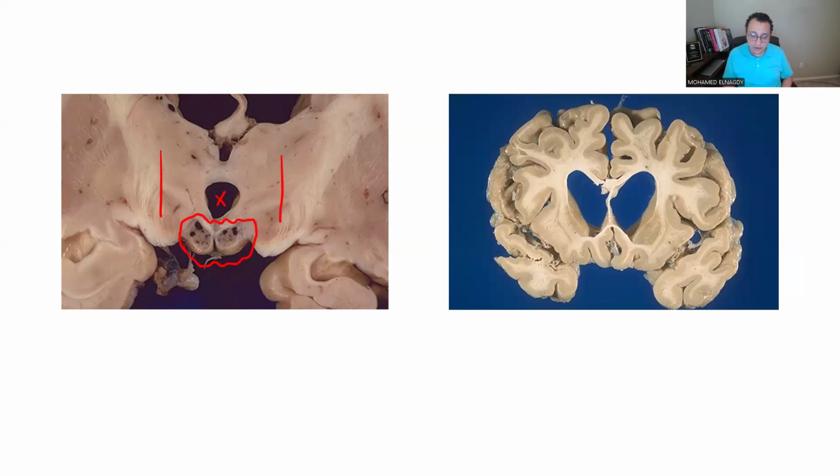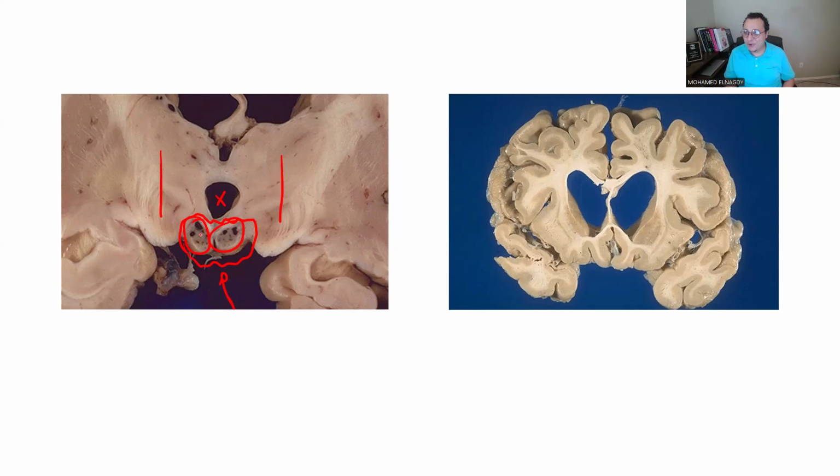Anybody know? Mammillary bodies, yeah. These are the two mammillary bodies. What do you see here in these mammillary bodies, Dina? It's very dark spots, maybe hemorrhage. Yeah, maybe hemorrhage or degeneration. That's degeneration in the mammillary bodies.